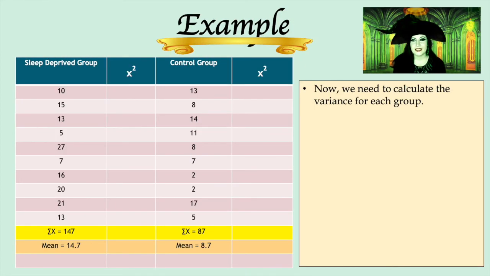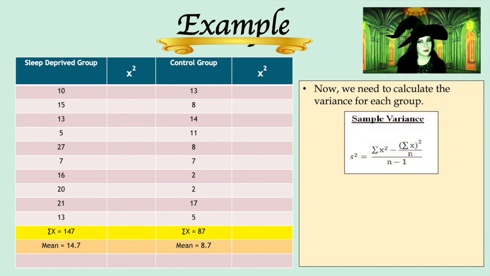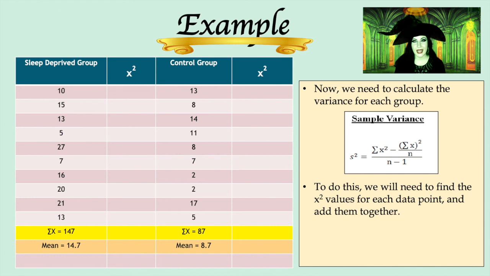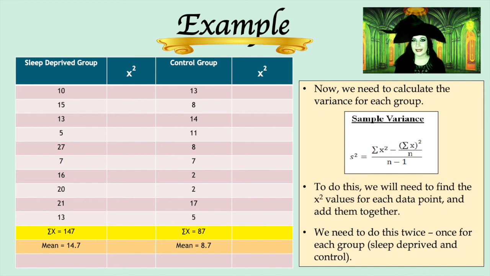So now that we've calculated the averages, we need to calculate the variance for each group. Let me remind you, the formula for variance looks like this. S squared, or variance, is equal to the sum of x squared minus the sum of x, then squared, divided by n, all over n minus 1. In order to calculate the sum of x squared, we actually need to take each value and square it first in order to then sum them together. And again, we need to do this twice, once for each sample.